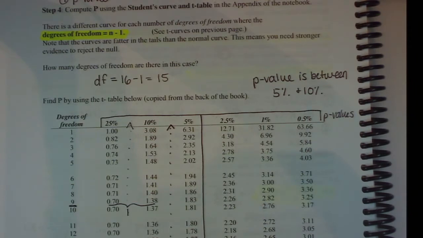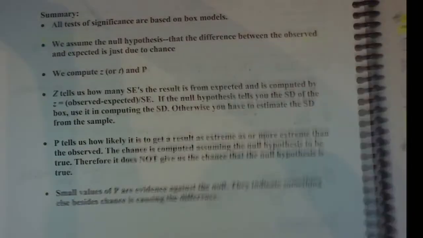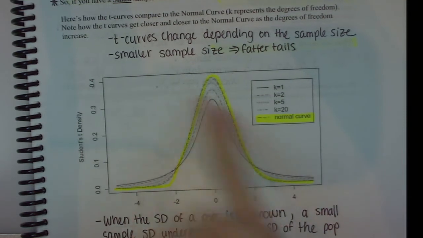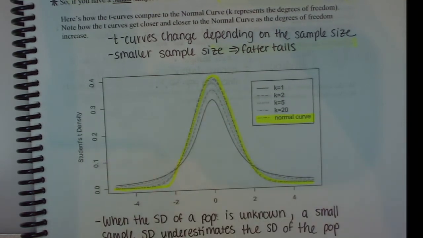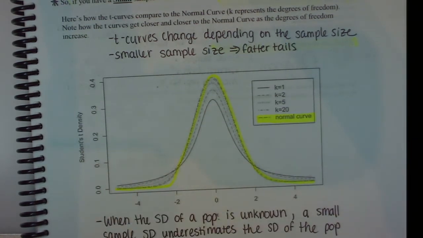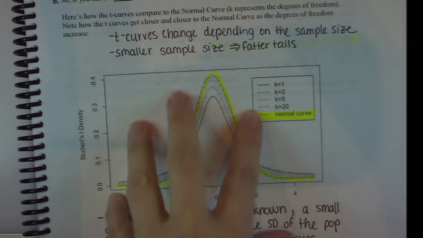Remember, the T distribution is a little bit different than the normal distribution. Actually, on the first page, oops, I skipped this, but on the first page, it shows how the T distribution compares to the normal distribution. And the normal distribution is just the regular normal curve. It's the one that I highlighted, the one with the tallest peak. And then the T curves actually change depending on the sample size. So if you have a smaller sample size, the T curves have fatter tails. And then the bigger your sample size, the closer the T distribution is to the normal distribution. So that was what the T distribution looked like.